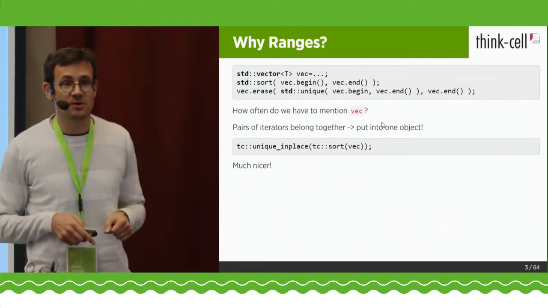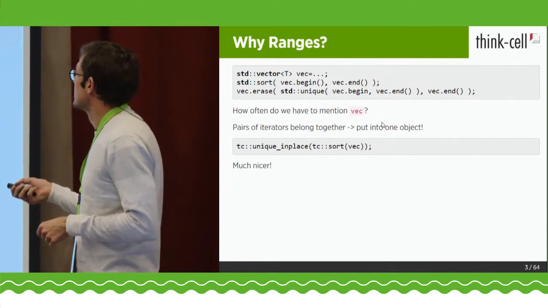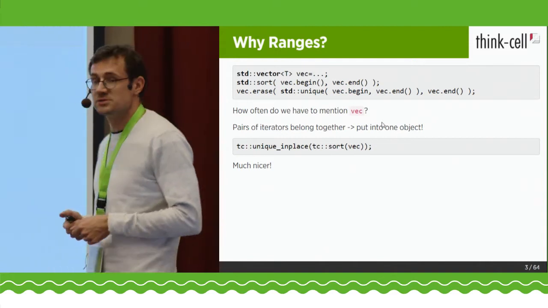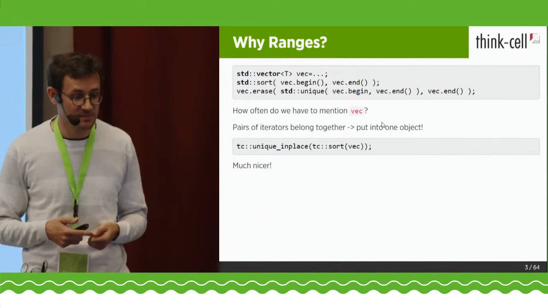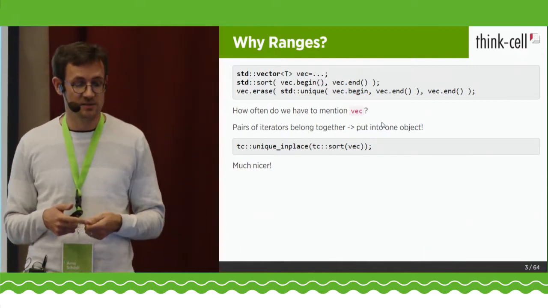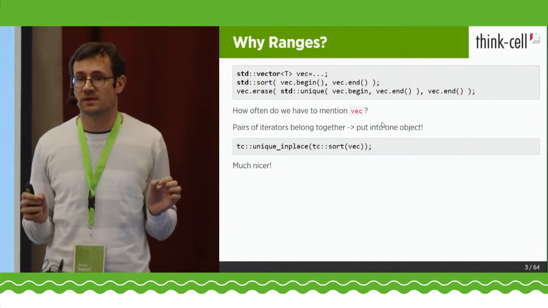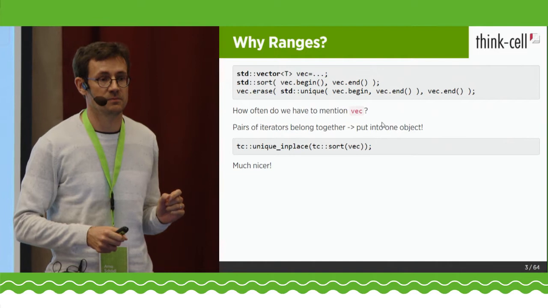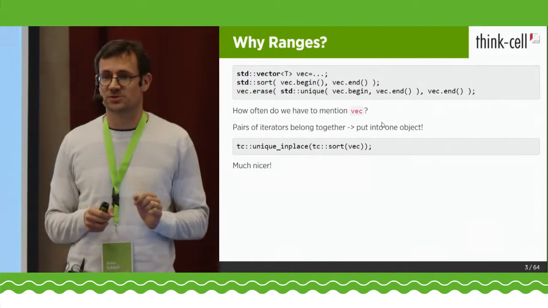But before we talk about this a little bit further, there is a bug in the code up there, and I want you to tell me what it is. So we got sort, vec begin, vec end, and then erase, unique, begin, end, end. There is a subtle bug in that code. It almost works. Okay, I'm missing maybe some parentheses. That's not the bug I was talking about.